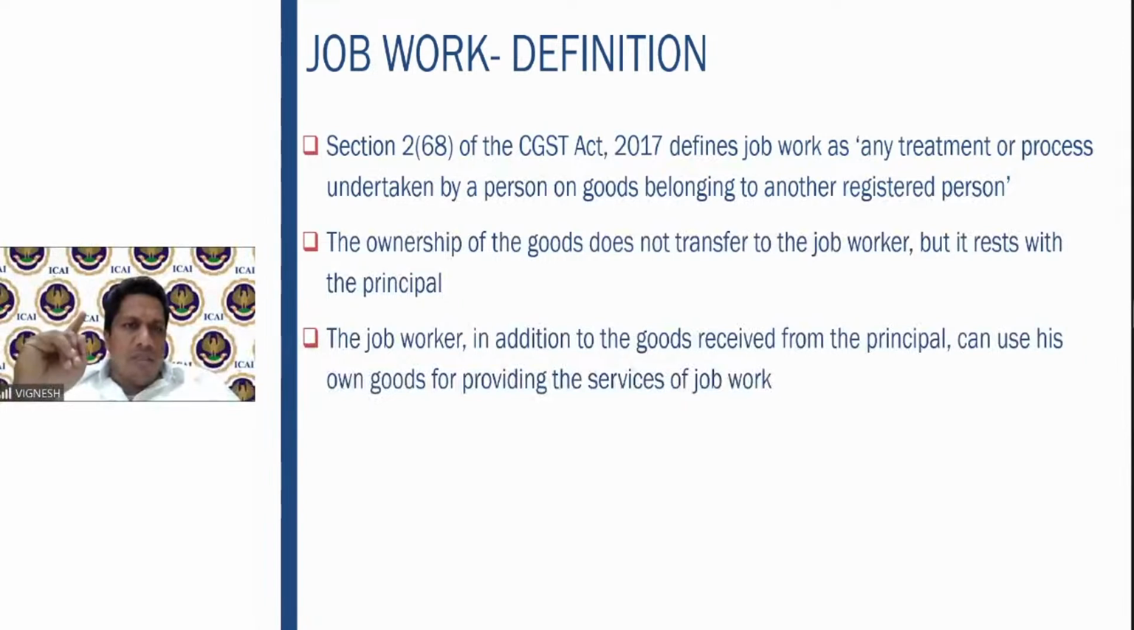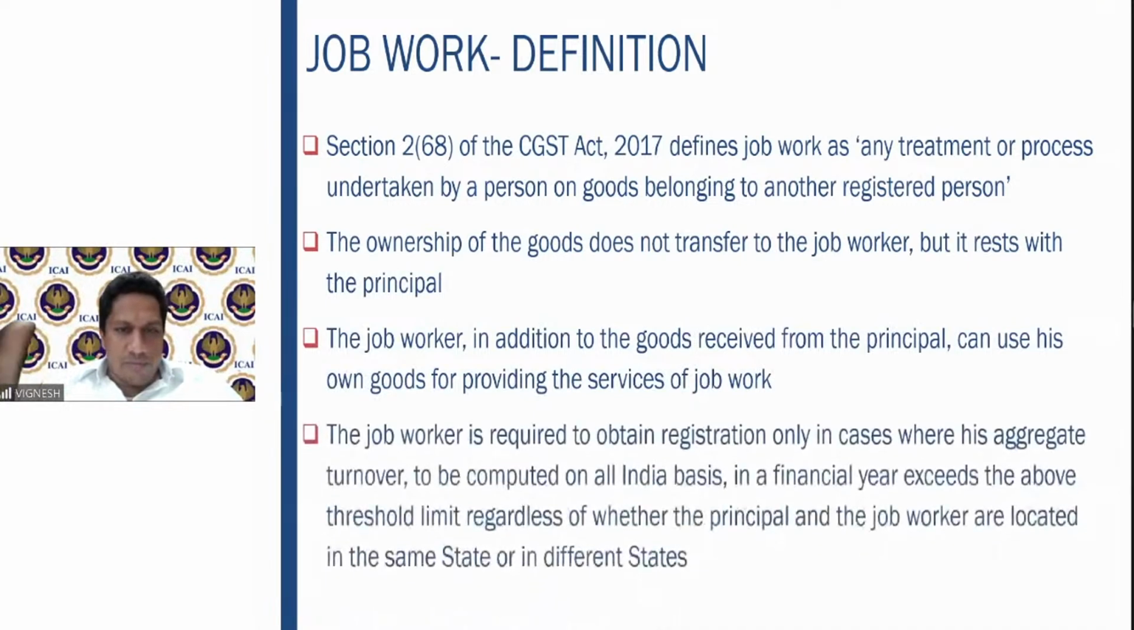And if you observe, the ownership of the goods does not get transferred to the job worker, but it rests with the principal. Ownership of the goods doesn't go to the job worker. Principal himself has the ownership. So in addition to the goods received, the job worker can also use his own goods. So the principal will send in the goods. On those goods, the job worker can do the treatment of job work, or apart from those goods, he can also use his own goods for the purpose of providing the services of the job work.